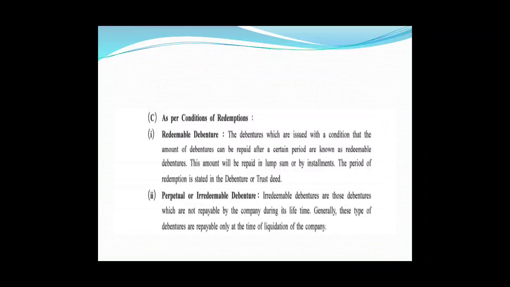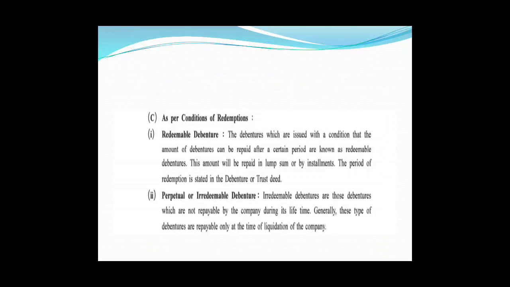and irredeemable debentures. Redeemable and irredeemable. The other name of irredeemable is perpetual debentures. Let us talk about redeemable debentures. Redeemable debentures are the debentures which are issued with the condition that the amount of debentures can be repaid after a certain period. This amount will be repaid in lump sum or by installment. The period of redemption is stated in the debentures or trust deed.